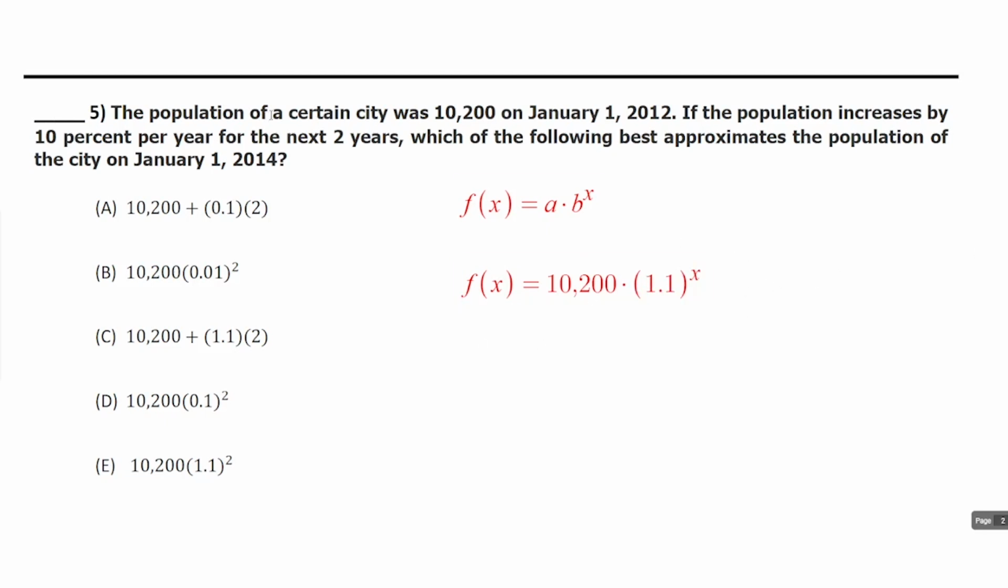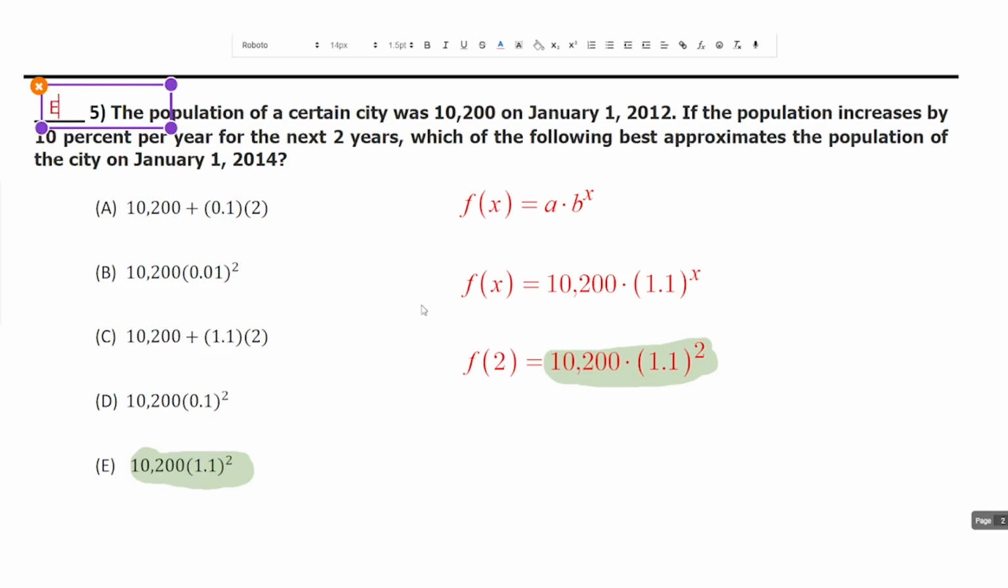It says, which of the following best approximates the population of the city in 2014, which is 2 years after 2012? So basically what we want is the value of this function when x is 2. And that's what we're looking for. We don't even have to evaluate this one. We're just looking for the expression right here. And do we see that one? I'm looking. Yep, right here. E. All right, there's number 5. Let's take a look at number 6.